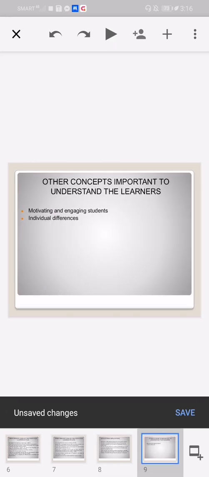So, the other concepts important to understand the learners. First is motivating and engaging students. Most students and their families have invested large amount of time and energy to gain access to college or university. They arrive excited and ready to engage in their chosen courses.